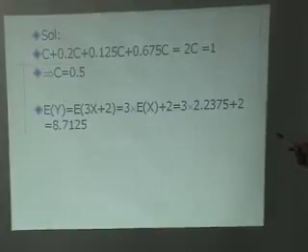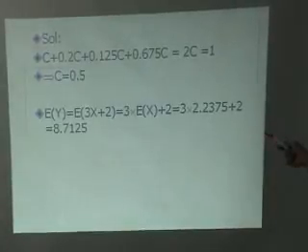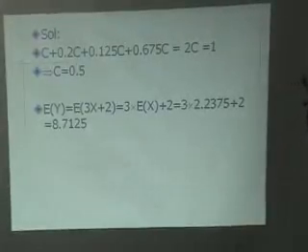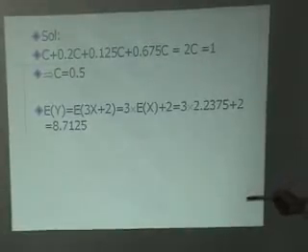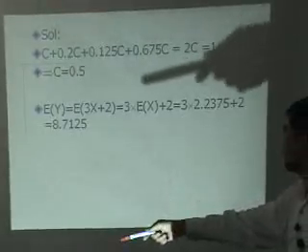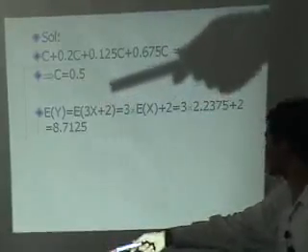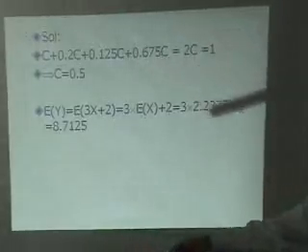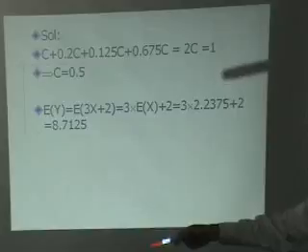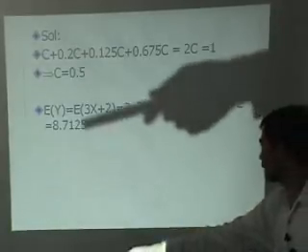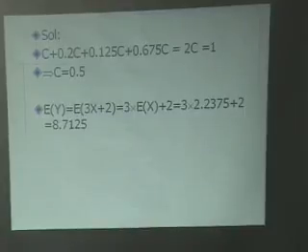Since you have the information about C, you should have the information about X and PX, and the variance of X and the expectation of X. Because of that, you can apply the formula there. The expectation of Y is equal to the expectation of 3X plus 2, and so you can get the expectation of Y equal to that number. Okay, the last one.